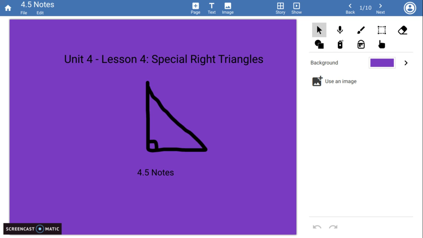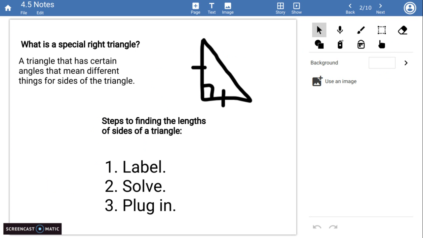This is Unit 4, Lesson 4, about special right triangles, Standard 4.5. This is the last thing for this unit. So what is a special right triangle? It is a triangle that has certain angles that mean different things for the sides of the triangle. If you know those angles, you're expected to know what relationships the sides have. Here are the steps to finding the lengths of the sides. First you label, then you solve, then you plug in. That's the three things you need to do.